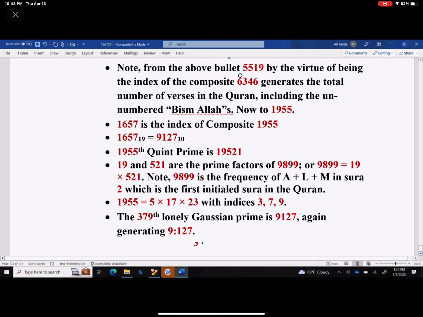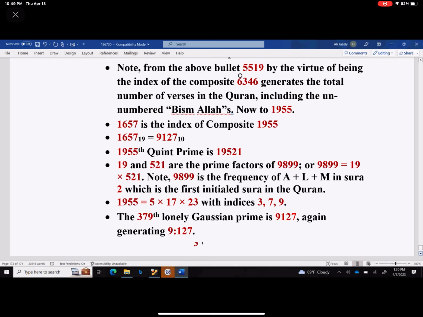Okay? And now I just want to look at that bullet. 1657 in base 19 is equal to 9127 in base 10. One of the very simple observations that you make: the 10th initial surah in the Quran is 19. Look at the subscript in this, 19 and 10. So it already generates that. It already tells you what Surah 19 is supposed to be.